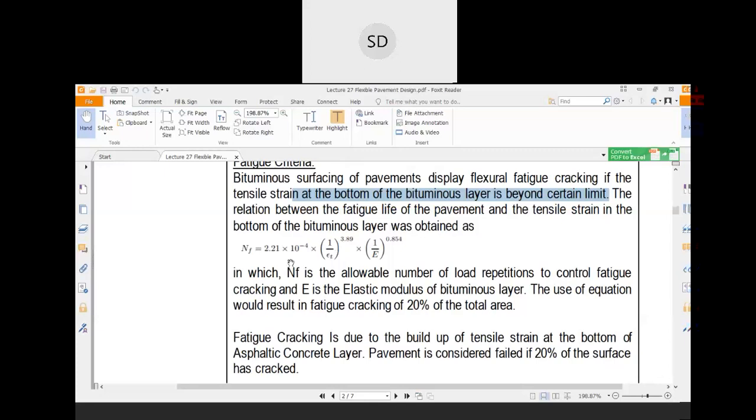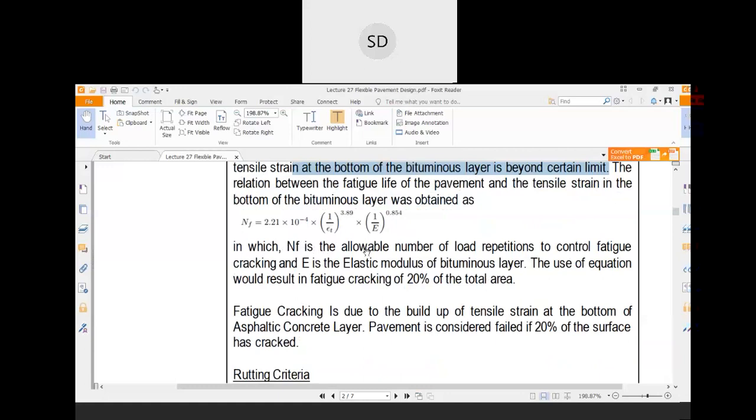Now, in these equations, whatever parameters or values are written there, those values are basically found from empirical tests for some particular grade of the bitumen. Now, if the grade of the bitumen and material characteristics change, in that case, this equation also changes. So your basic equation would be that NF, or your allowable number of load repetitions, is inversely proportional to the Young modulus of the bituminous layer and the tensile strain generated at the bottom of the surface. So that is the basic equation.